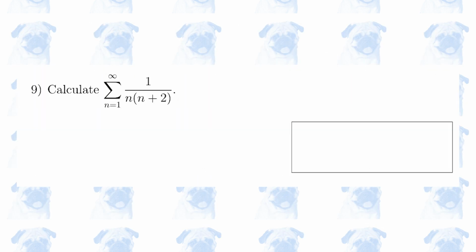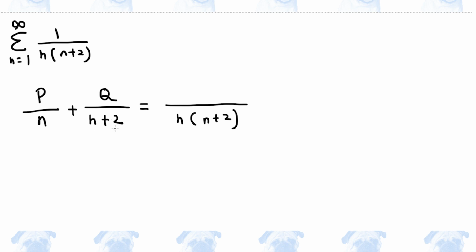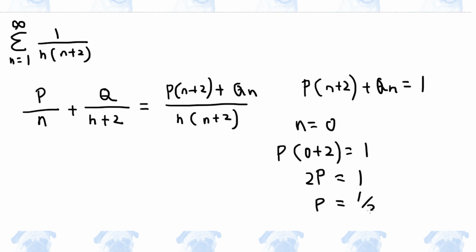Section 1, number 9. Let's decompose this fraction into partial fractions. P times n plus 2 plus q times n is equal to 1. To eliminate q, let's assume that n is 0. Then we have p times 0 plus 2 equals 1. So 2p is 1, therefore p is 1/2.